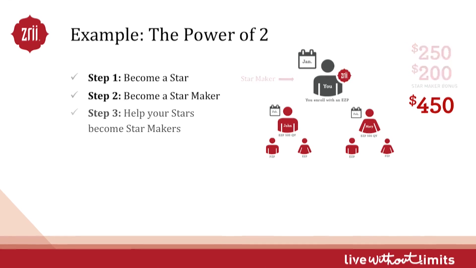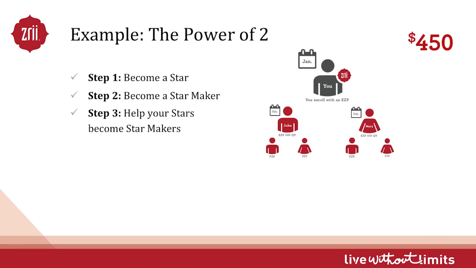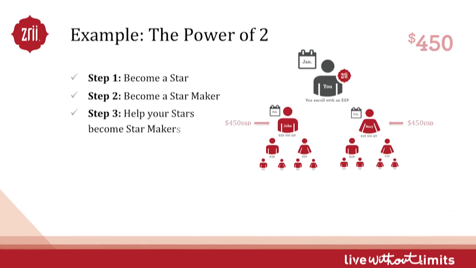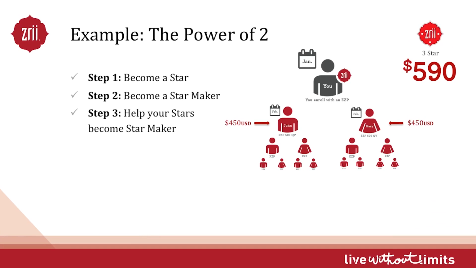Step 3 is to help John and Mary each become star makers, the same way you did in step 2. To do so, John and Mary must help their 2 new IEs become stars by enrolling 2 new IEs at the EZP level or greater. In doing so, John and Mary would earn $450 in bonuses, and you would earn $590, and you would now be a 3-star with Zrii.